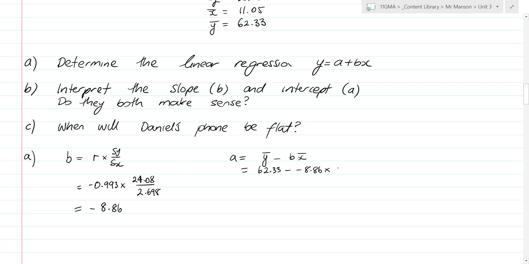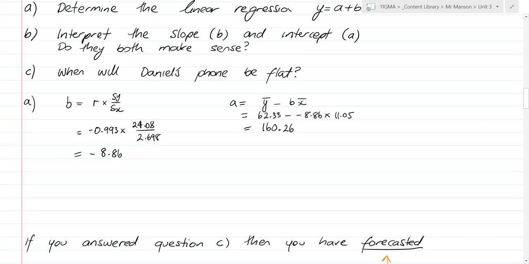62.33 minus my answer times 11.05. 160.26, etc. So therefore, Y is equal to 160.26 minus 8.86x.